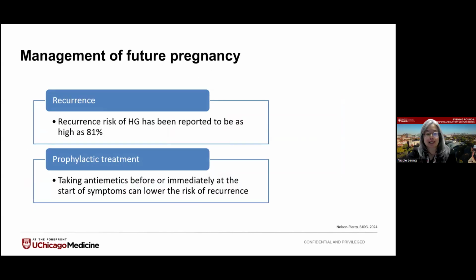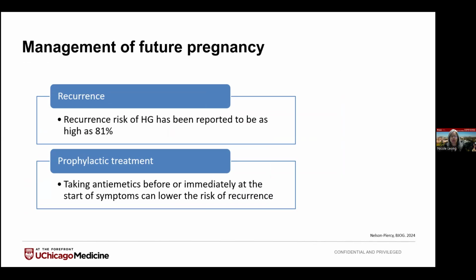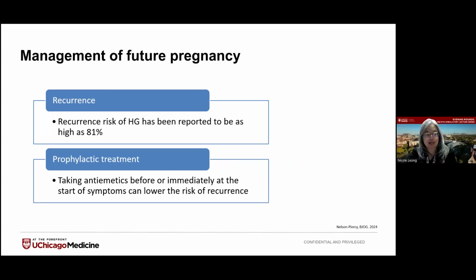And then the last thing to mention is management of future pregnancies. The recurrence risk of hyperemesis gravidarum has been reported anywhere between 15 to 81%. So it's as high as 81%. This may be something we counsel people on for future pregnancies: potentially starting your antiemetics or anti-nausea medications right away, before you even have symptoms or right at the start of symptoms, can help lower the risk of this recurring or progressing into full-blown hyperemesis gravidarum.